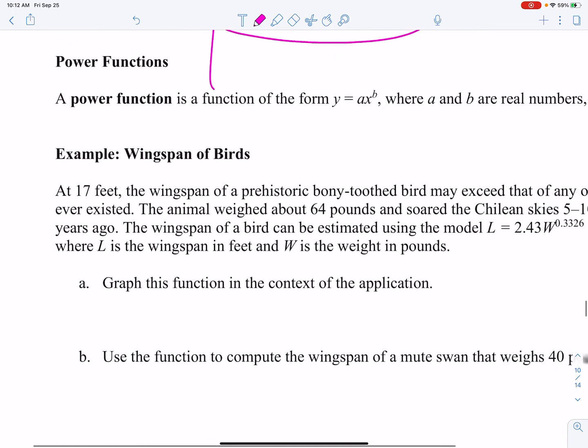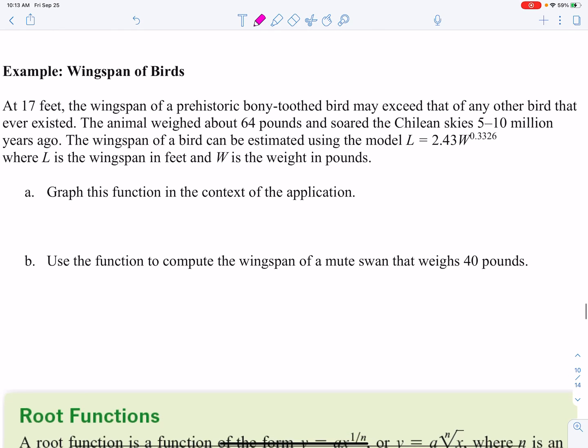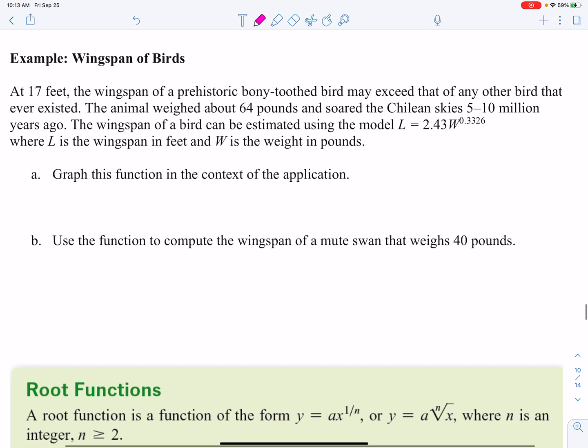All right. Next we have just an intro here to power functions. So a power function is where the variable has a power on it, an exponent on it. Okay, so let's see. Here's an example.